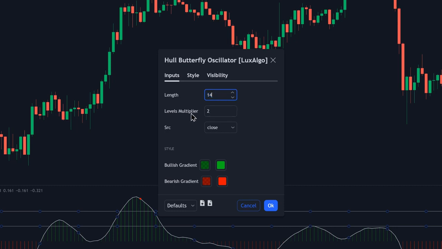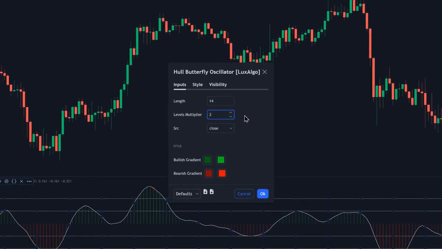The levels multiplier adjusts the distance of the overbought and oversold levels from the zero line, allowing for customization based on price volatility. For me, I'm going to stick with 2. And then we have the source. This specifies the price data source that is going to be used in calculating the whole moving average and by extension the Whole Butterfly Oscillator. We're going to leave this with close selected.